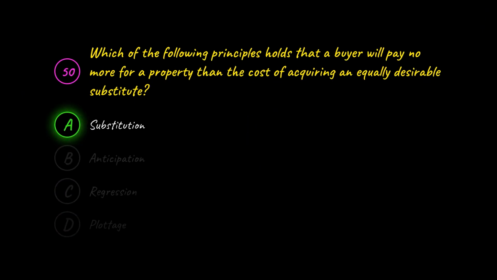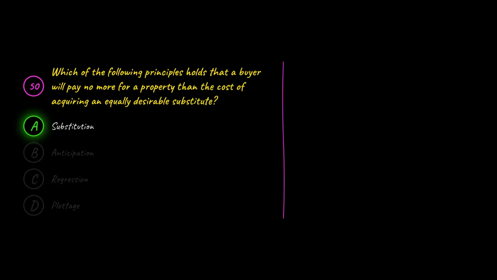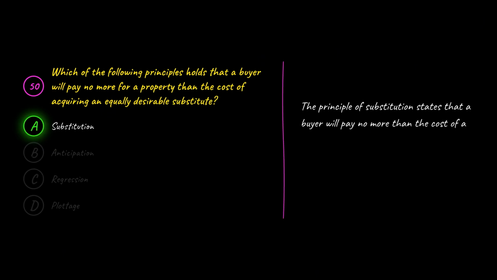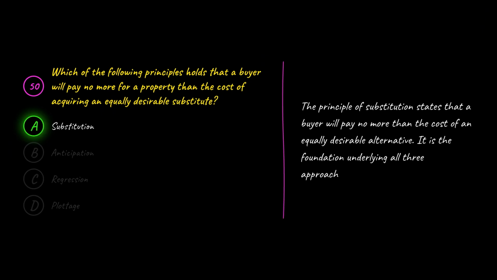The correct answer is A. Substitution. A is correct because the principle of substitution states that a buyer will pay no more than the cost of an equally desirable alternative. It is the foundation underlying all three approaches to value, especially sales comparison.